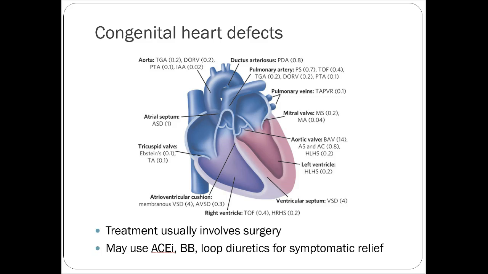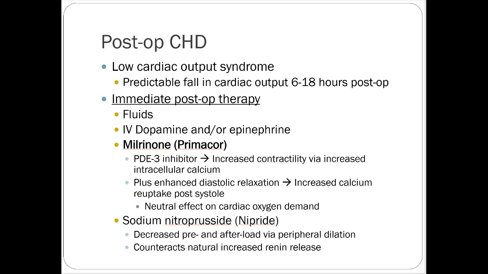ACE inhibitor, beta blockers, loop diuretics, symptomatic relief, very similar to how we treat adults, not a whole lot different there. So post-op congenital heart defects, usually again surgery, going to try and correct it as soon as possible. And we're looking at fluids, IV dopamine or epinephrine for blood pressure support is going to be key in the immediate phase. Then we use a lot of milrinone in kids. It works pretty well as far as a pure inotropic agent. We, of course, use it in adults too.